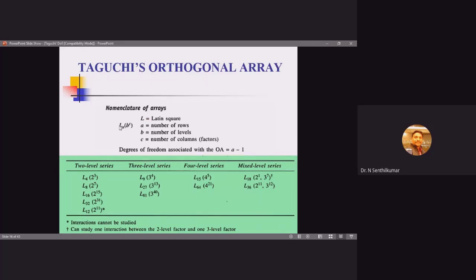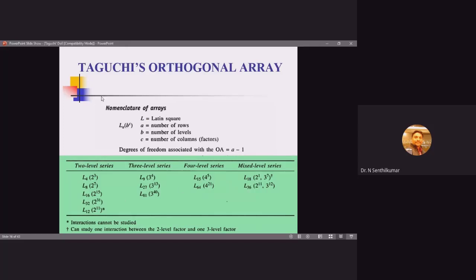So, as we have seen, the total degrees of freedom is equal to total experiments minus 1. Here the number of experiments is A, that is the number of rows. So, the degrees of freedom associated with the OA is equal to A minus 1. If it is 9, then 9 minus 1 which is equal to 8. If it is 16, then 16 minus 1 which is equal to 15.